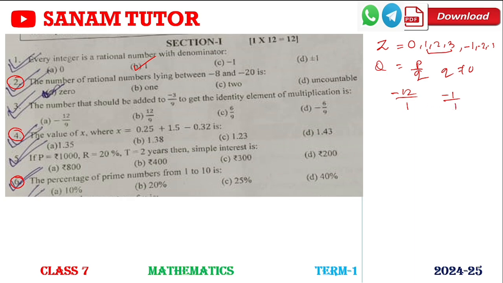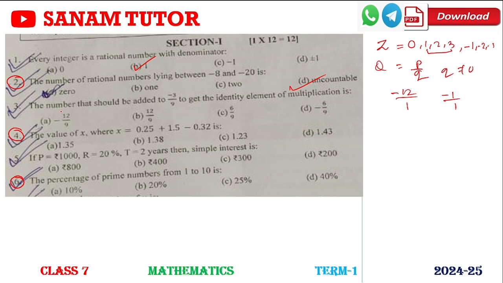So the denominator of every integer is always 1. So the answer is 1. The number of rational numbers lying between minus 8 and minus 20 is uncountable, because rational numbers between any two rational numbers are infinitely many, uncountable. We cannot count them. This question was directly repeated from my video.